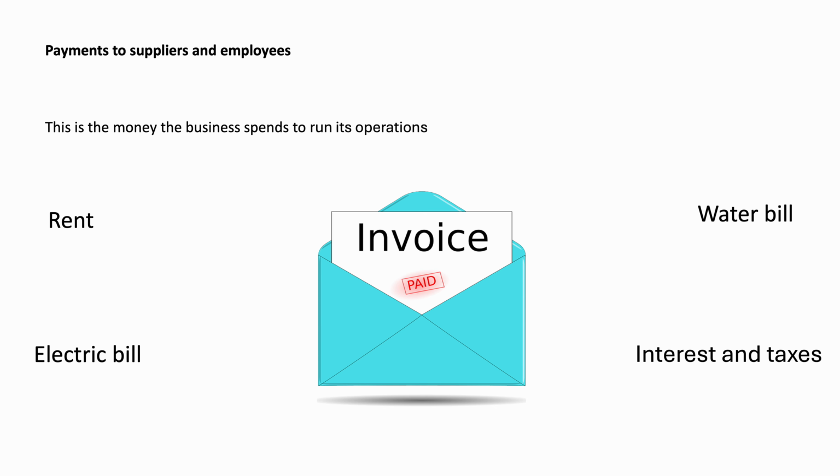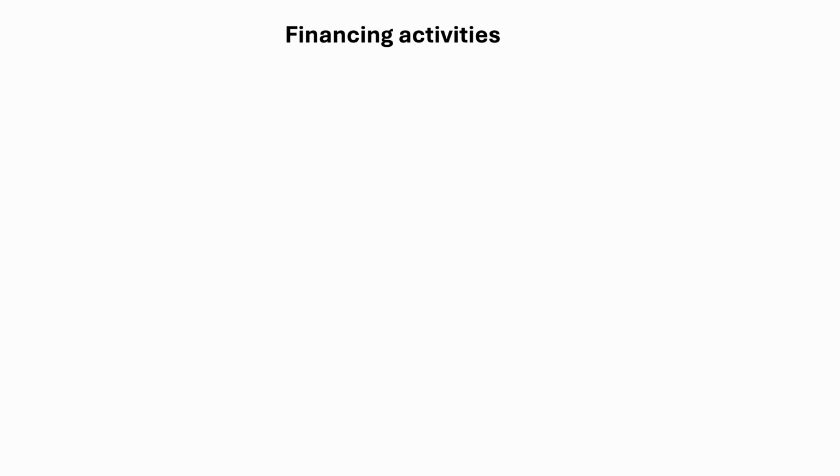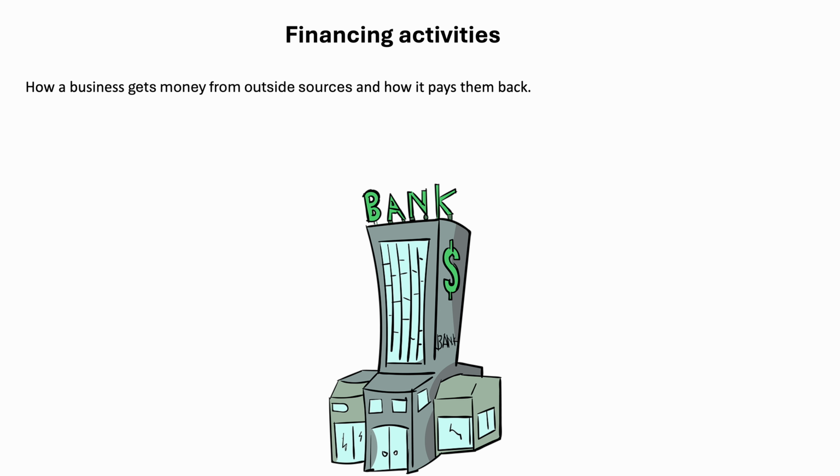Moving on to investing activities. Investing activities show the cash a business spends or receives when it buys or sells items that will be used by the business in the long term. As for financing activities, these are activities that are all about how a business gets money from outside sources and how it pays them back. This includes borrowing of a loan from a bank or issuing of shares.